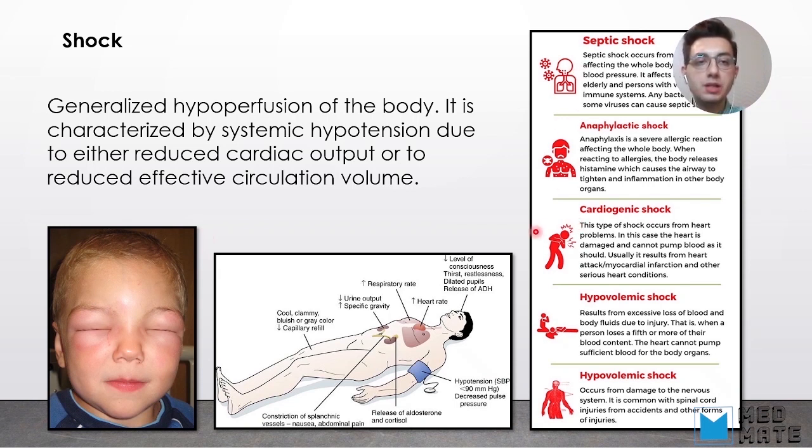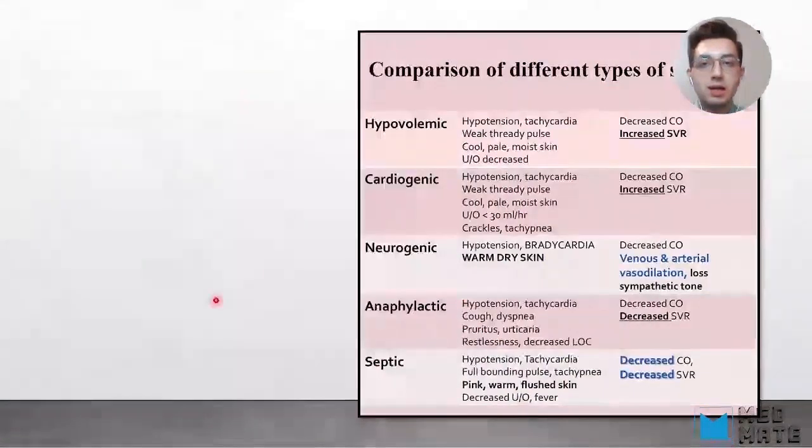There are different reasons that lead to shock. One of them is anaphylactic shock, anaphylactic reaction, you can see here. Or, for example, cardiogenic shock, which is due to dysfunction of the heart. We can have hypovolemic shock, and we can have septic shock, which is due to infections. Alright, now a comparison between different types of shock.